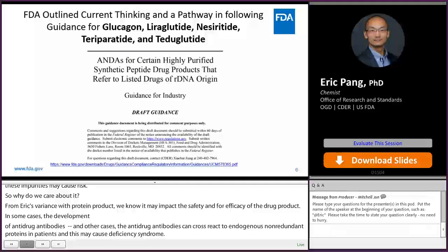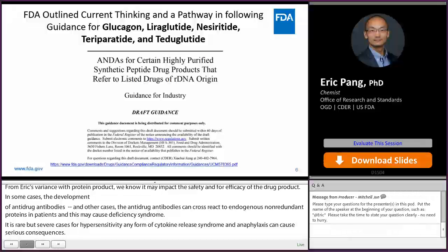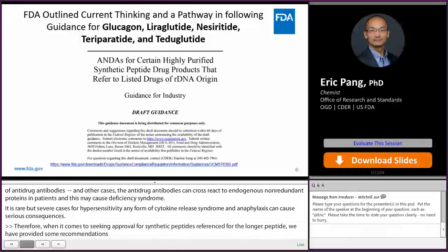Therefore, when it comes to seeking ANDA approval for synthetic peptides referencing recombinant RLDs for these longer peptides, we have provided some recommendations on assessing the immunogenicity risk of the proposed generics in this guidance. This guidance applies to glucagon, liraglutide, nesiritide, teriparatide, and teduglutide.